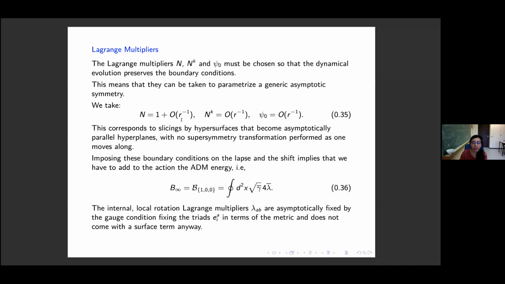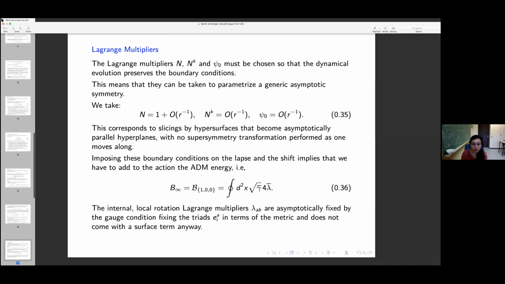Now, the Lagrange multipliers, we take their falloff like this. I'm not going to discuss this.